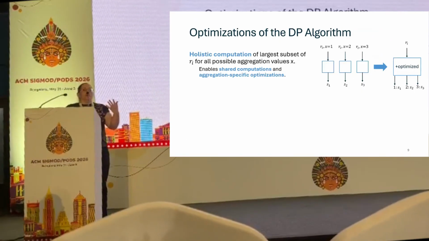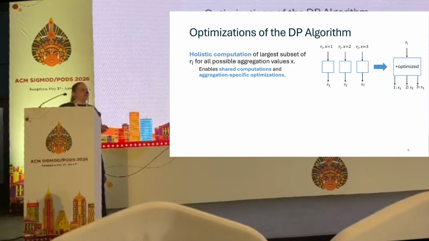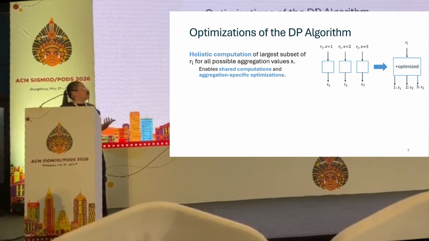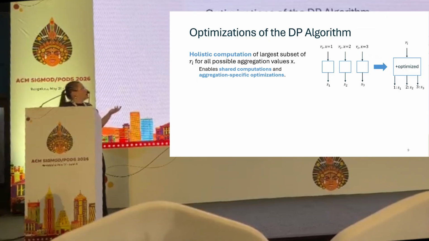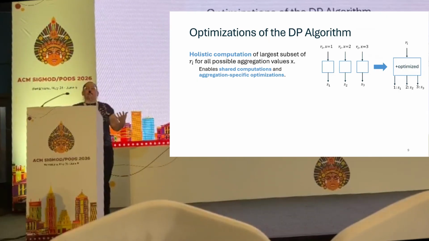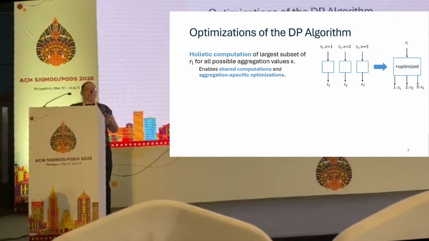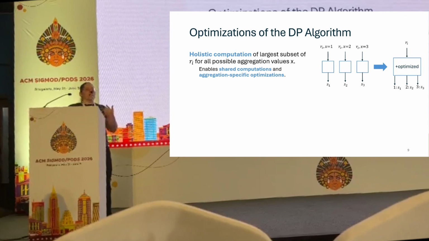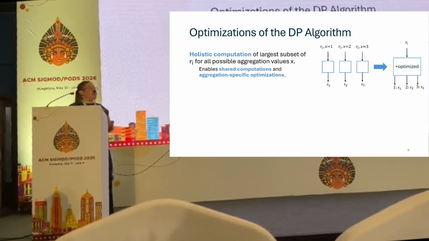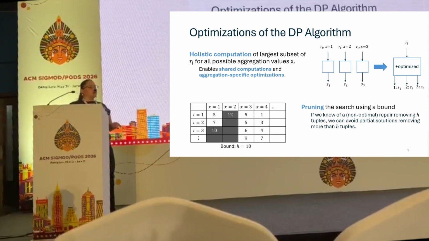So to accelerate the search of the dynamic programming algorithm, we can use different optimizations. We first can calculate all of the possible aggregation values at once at the beginning of the search, which also opens the door to more optimizations custom for each aggregation function. And we can also prune the search.